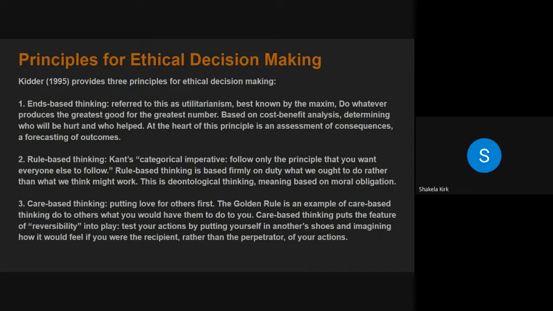The Golden Rule is an example of care based thinking: to do to others what you would have them do to you. Care based thinking puts the feature of reversibility into play. Test your actions by putting yourself in another's shoes and imagining how it would feel if you were the recipient rather than the perpetrator of your actions.